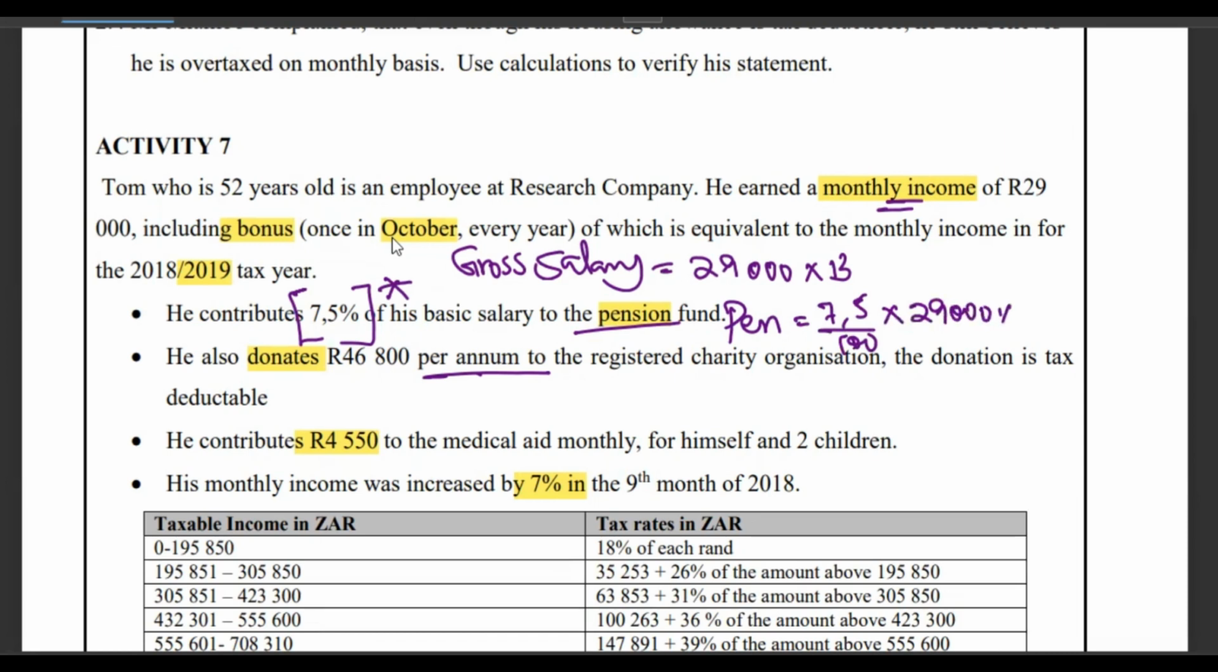But the pension that you're looking for will equal 7.5 over 100 times 29,000 times 12. Why is it 12? Here we don't include the bonus. Why is it 13 for the other? We are looking for the total annual gross salary, so that's what you're multiplying by 13. Here we are looking for pension. All right, you get the answer there. Then you already have the 46,000. The answer that you get here is going to be subtracted from this that you have. All right, that's what you're going to do.